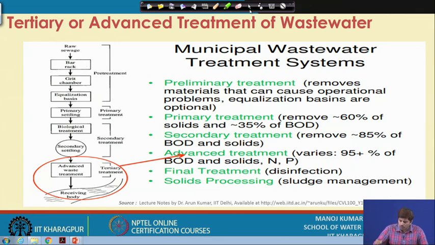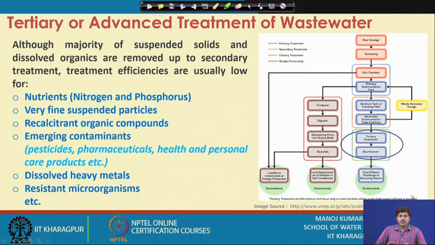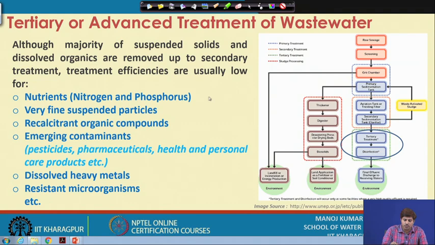Now, what are the major things that advanced treatment targets? The removal of suspended solids and dissolved organics is achieved in the secondary treatment process, as we have been saying. However, the treatment efficiencies in the secondary treatment processes are low for nutrients. So nutrients are typically not removed. Then very fine suspended particles are typically not removed.